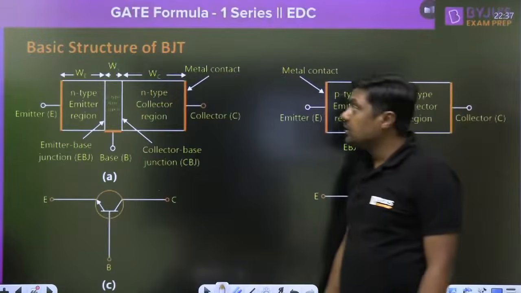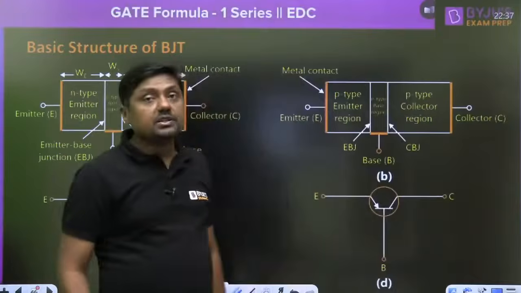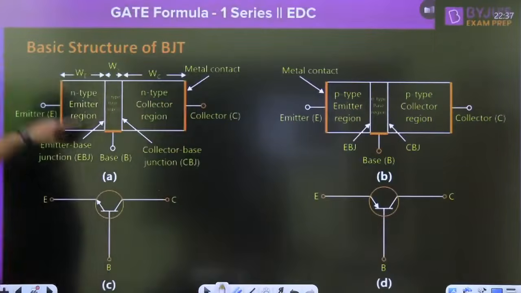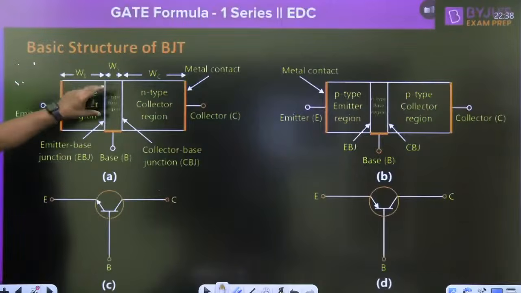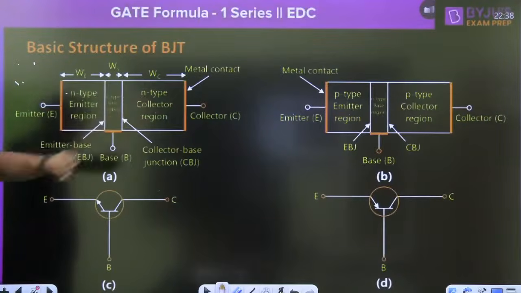Now my dear friends, BJT. That is all about the PN junction. BJT basic structure, as you know, this is called the emitter, this is called the base, the thinnest part, and that is called the collector.